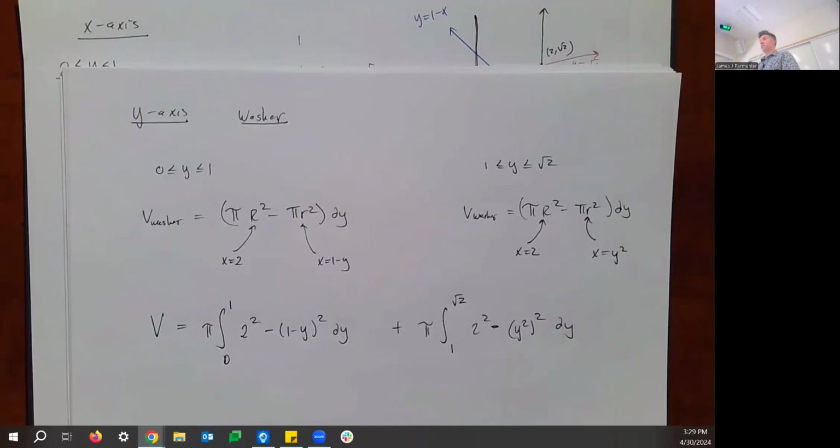And either way you do it, the way you calculate the volume around the x-axis should be the same either way, and the way you calculate the volume around the y-axis should be the same either way. Not the same as each other, but the x-axis one should be the same, and the y-axis one should be the same.